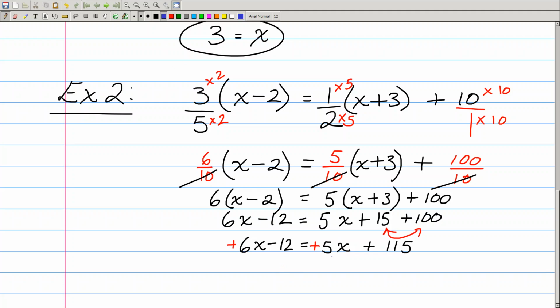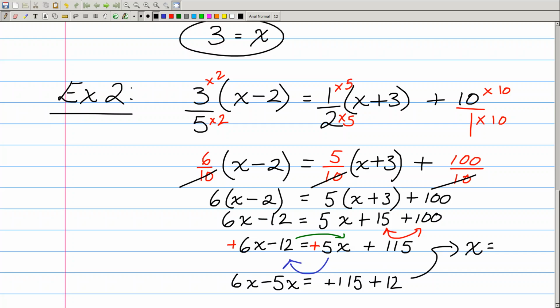Now the next step is to just move terms over to the same side. You can move them however way you want, as long as the like terms are on the same side. So I'm going to move 5x over there, and I'm going to move 12 over there. And here's what I end up getting: 6x minus 5x equals positive 115 plus 12. And I end up getting 6 minus 5, which is 1x, or just x, equals 115 plus 12, which is equal to 127. And there you go.